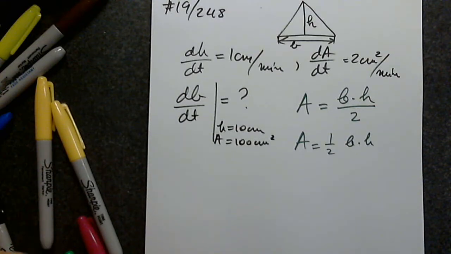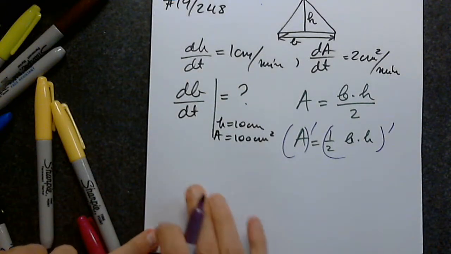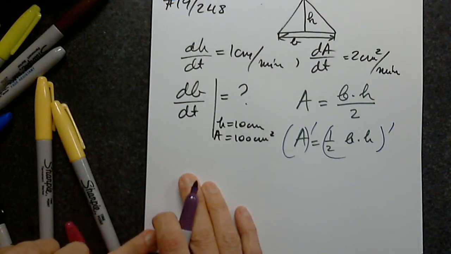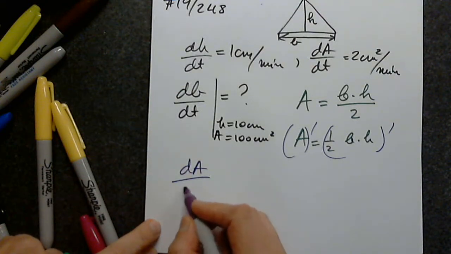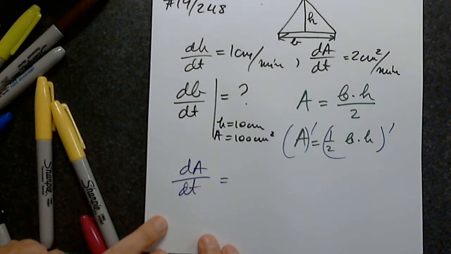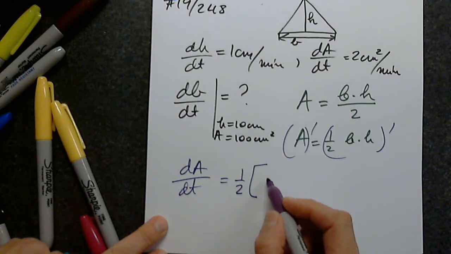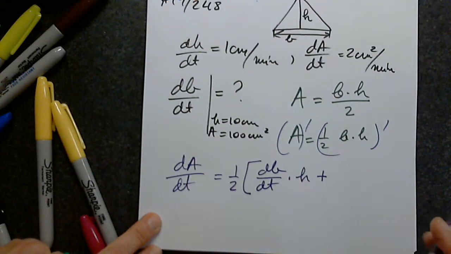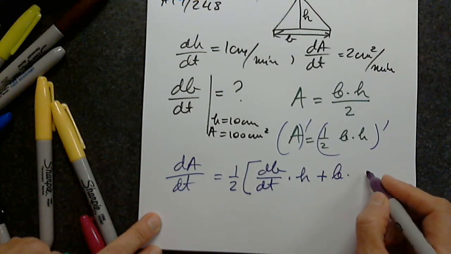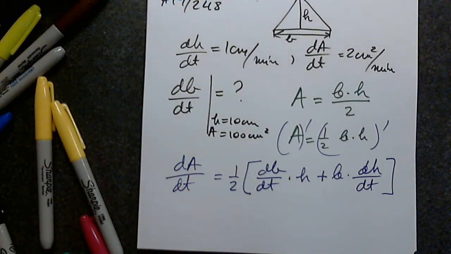Next step. I differentiate the left-hand side. I differentiate the right-hand side. On the right-hand side I get 2 dA over dt, of course, equals 1/2 times h dB over dt plus b times dH over dt. Perfect. There are 3 related rates here, one for A, one for B, and one for H.